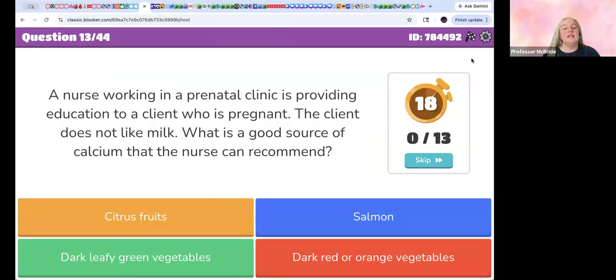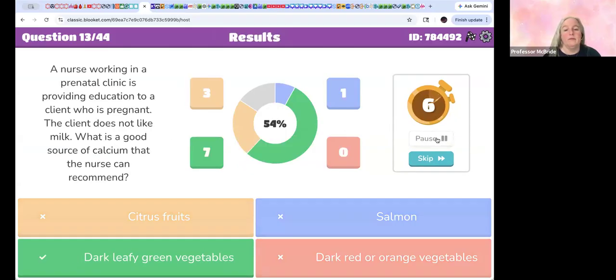A nurse working in a prenatal clinic is providing education to a client who's pregnant. The client does not like milk. What is a good source of calcium that the nurse can recommend? Okay, good. Dark leafy green vegetables.